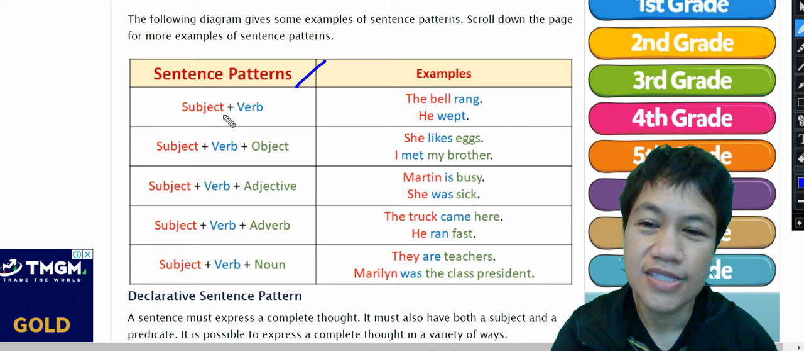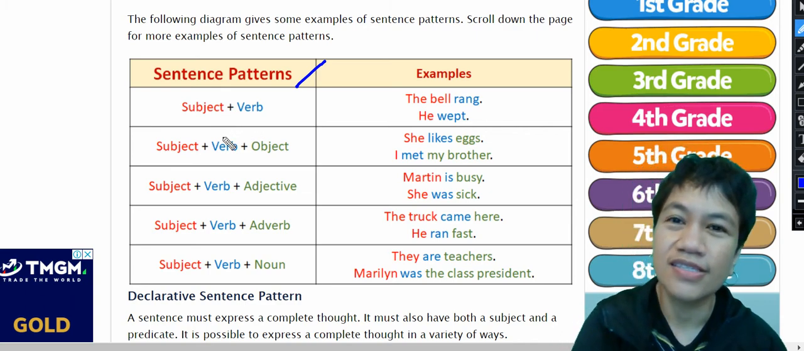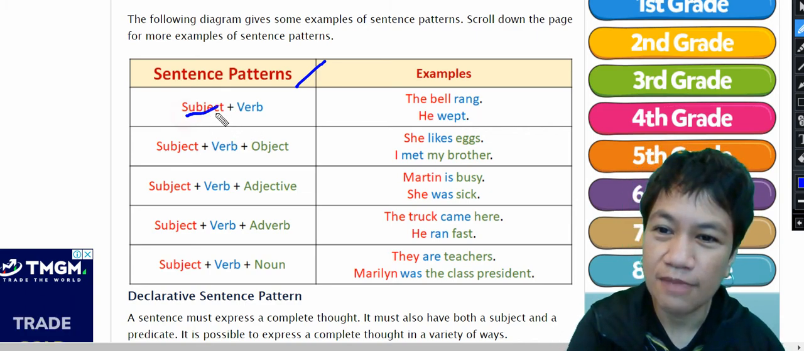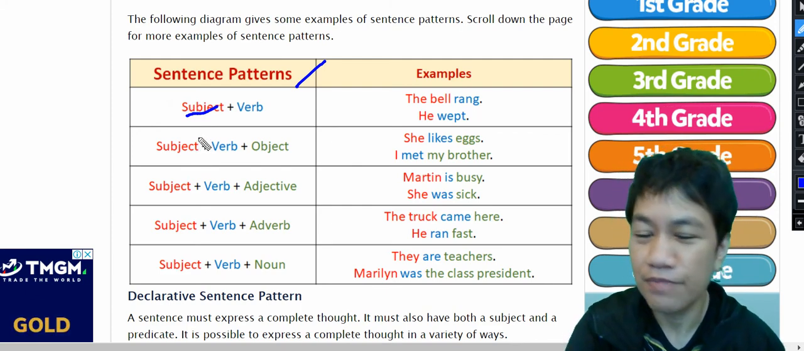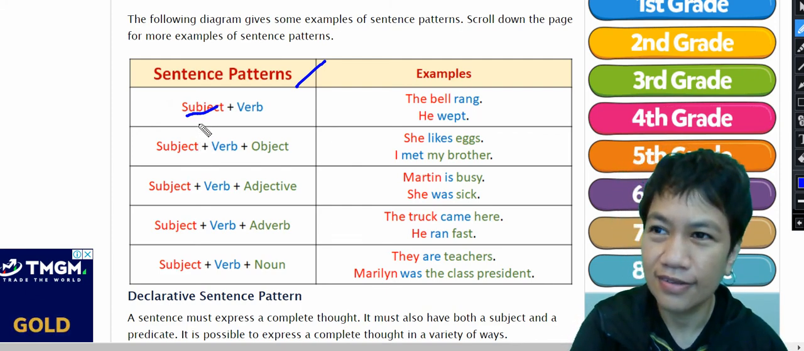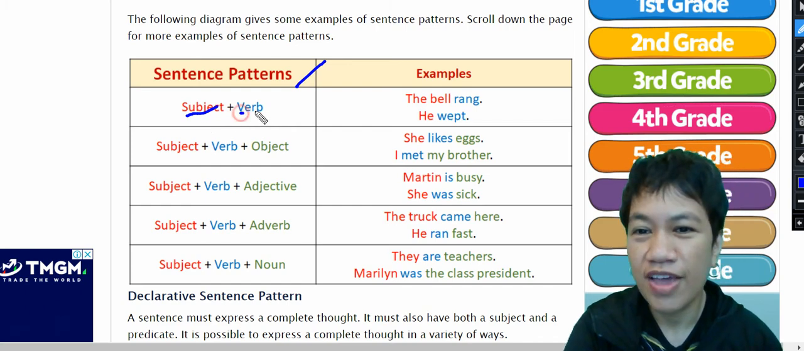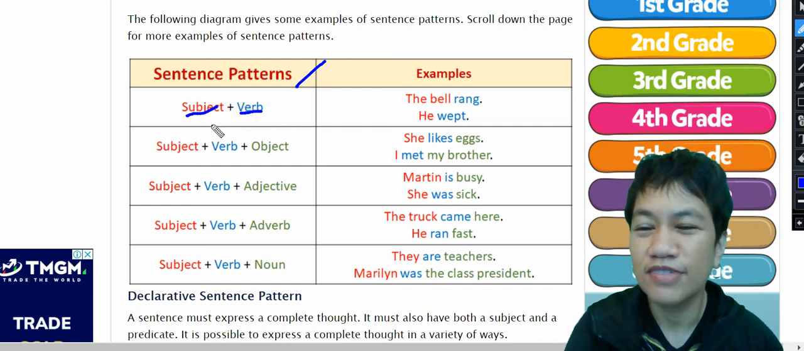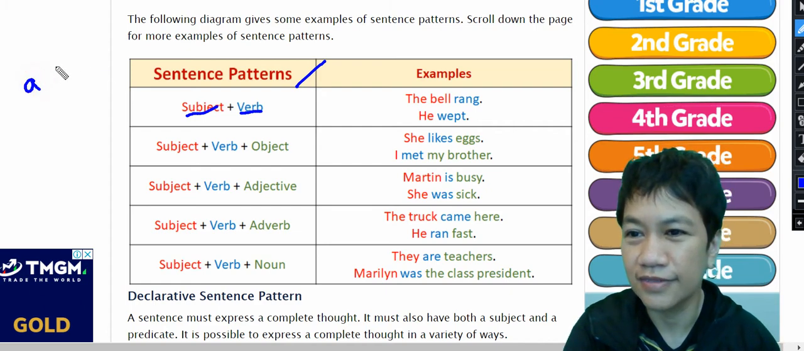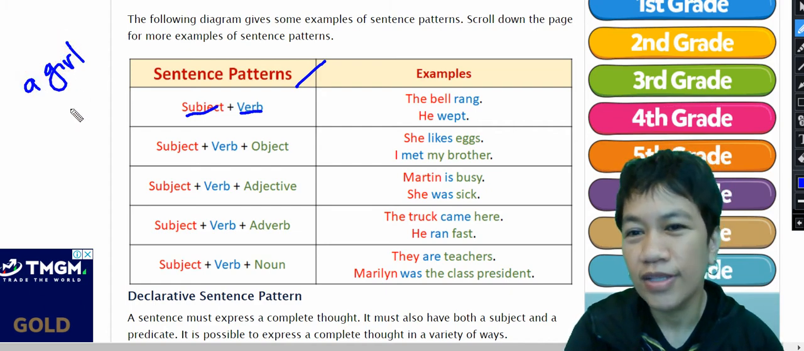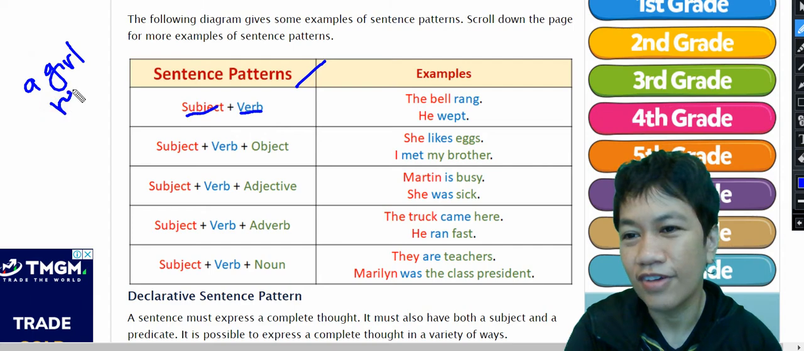We start with subject and verb. If you are writing a sentence, you must have a subject. Who are you talking about? A person, animal, thing, object. And then we have the verb. What is the subject doing? Okay, for example, if your subject is a girl, what is the girl doing? Running, for example. A girl is running.